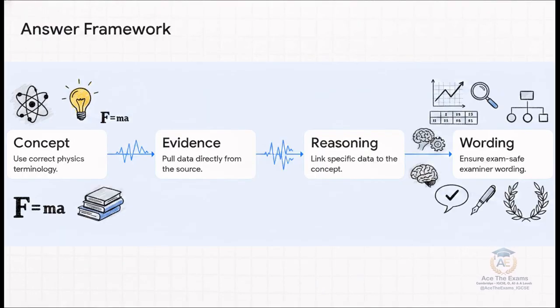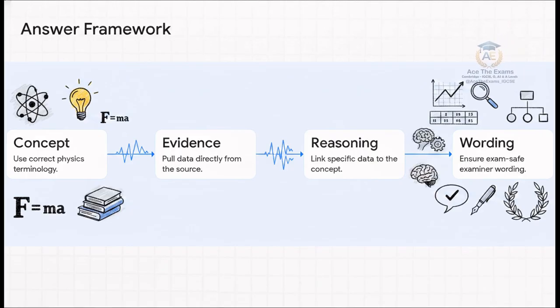So here is the core 4-step methodology to structure every single high-mark answer. Step 1, the concept. State it using the correct terminology. Step 2, evidence or data. Pull this directly from the source table. Step 3, scientific reasoning.